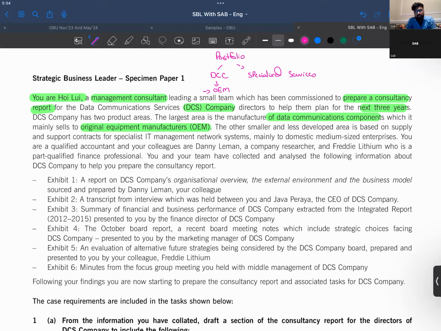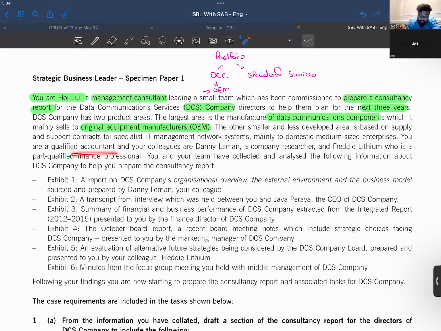So why are you noting this? Because it would help you to draft an answer, right? I'll just request you to note some important points which you require. That's going to help you in drafting and understanding the entity, right? Based on supply and support contracts for specialist IT management network systems, mainly to domestic medium-sized enterprises.